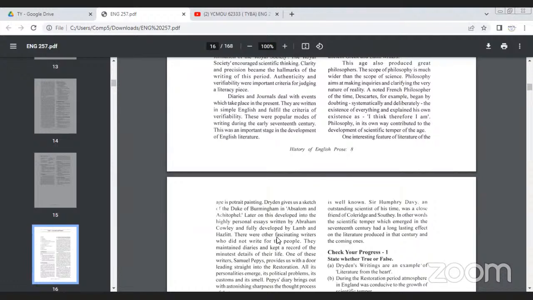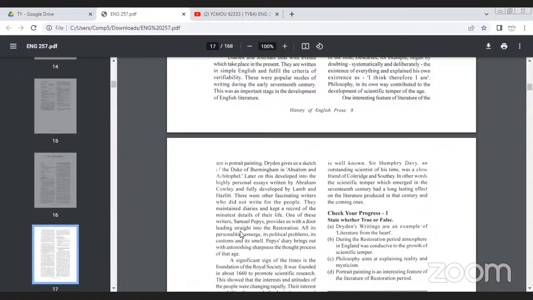There were other fascinating writers who did not write for the people. They maintained diaries and kept a record of the minute details of their life. One of these leads straight into the restaurant. All its personalities emerged, its political problems, its customs and its smells. Pepys's diaries bring out with astonishing sharpness the thought process of that age.